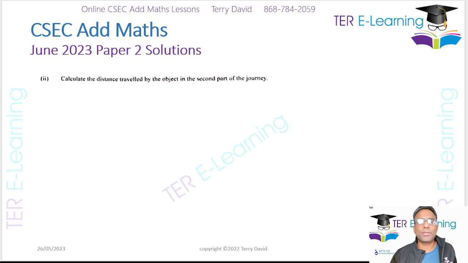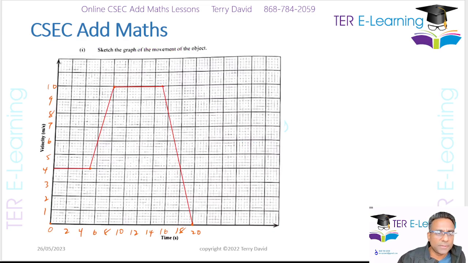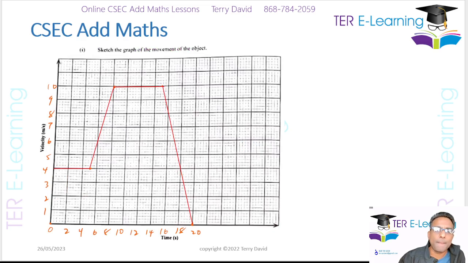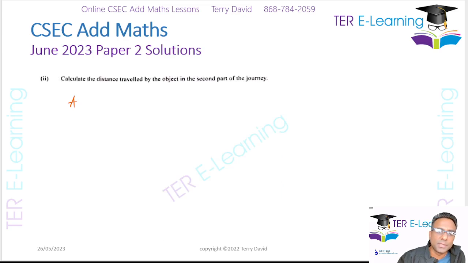They want us to calculate the distance traveled by the object in the second part of the journey. The second part of the journey is this piece here, where the velocity increased from 4 to 10. Remember this is a velocity time graph, so you can find the area from 5 to 8. All you need to do is find this area here. That's a trapezium, so the distance is equal to the area under the graph.